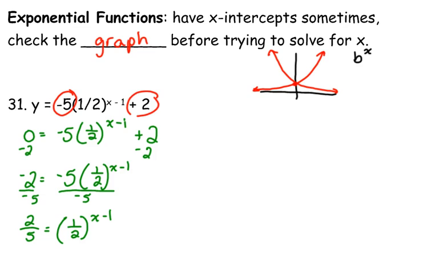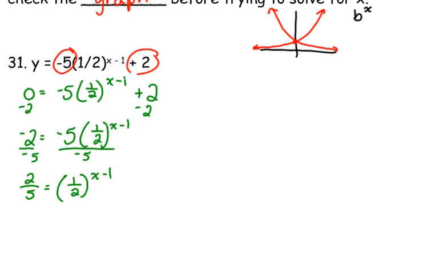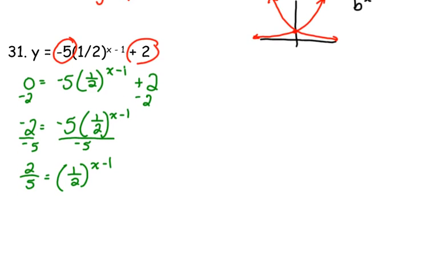I don't know of a way to rewrite 2/5 so that it has a base of 1/2. Remember, that was our first reaction to try and solve these equations, to write them so they had the same base. I can't do that, so I have to resort to writing it in logarithmic form. So write it as log, where the base of the logarithm is the same as the base of the exponential, and the other stuff switches places. So the 2/5 is now with the 1/2, and the x minus 1 is on the other side.